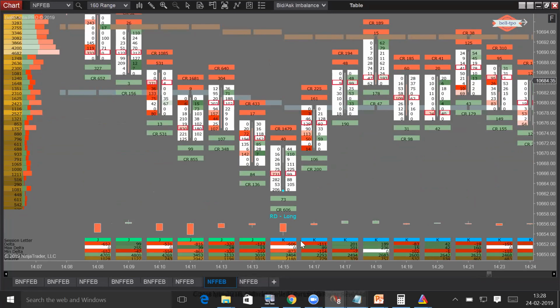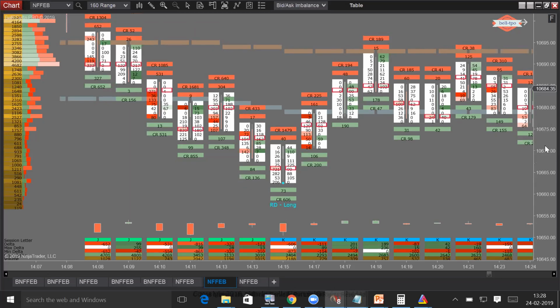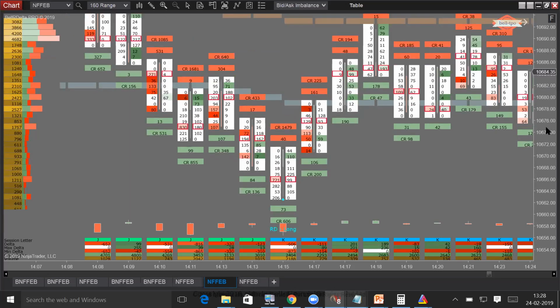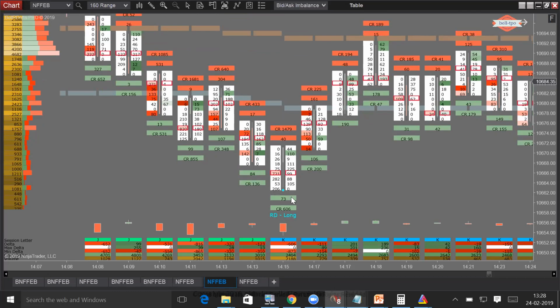It is also one form of a delta divergence. Is it a delta divergence or not? What are the conditions for delta divergence? I'm sorry, it's not a delta divergence, but it is one form of a momentum exhaustion where it hits the day low and the delta was negative, but the candle was positive. The candle was really positive over here.